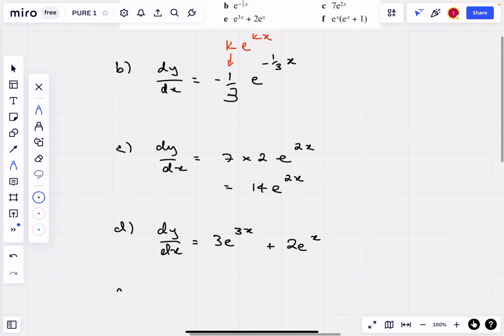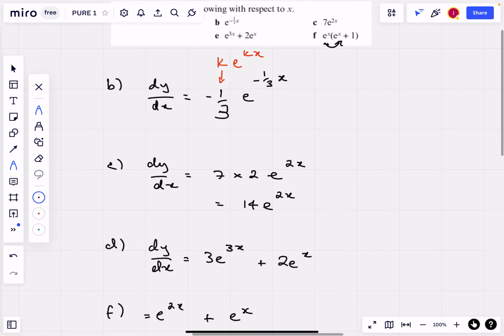Okay, F. With F, you want to expand the bracket first. e to the x times e to the x would be e to the 2x plus e to the x. That's what you get after expanding here and there.